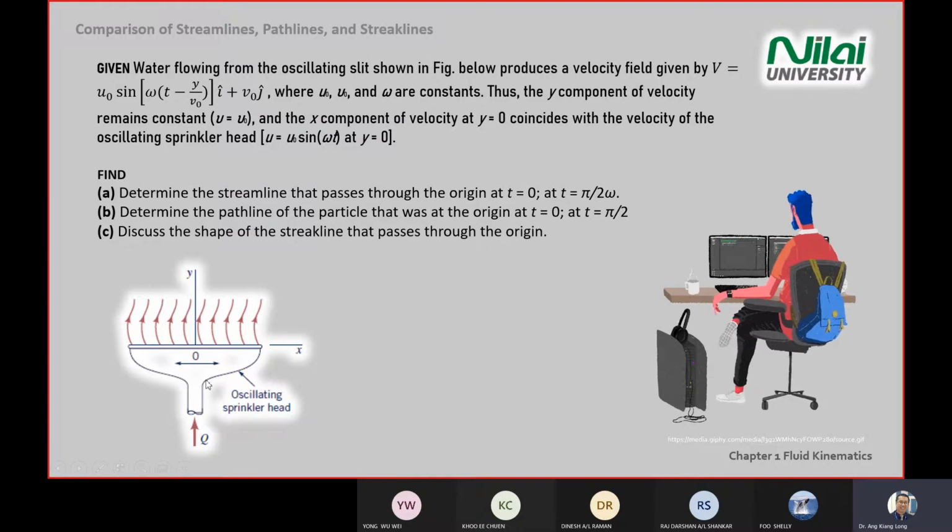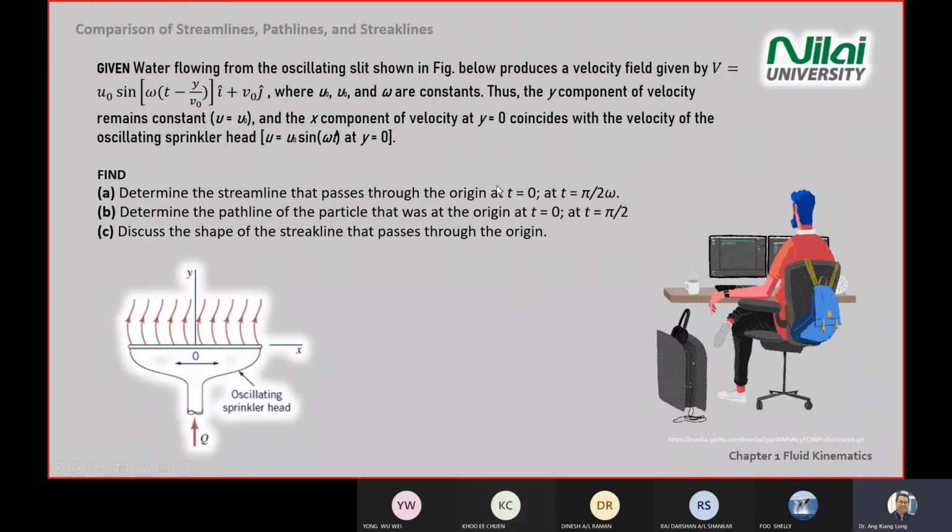All right, then you're having another equation which is given by the sprinkle head velocity, movement motion equation, u equal to a sine wave equation. So we need to find something. There are 3 sections there. So I'm going to go very slowly for these 3 sections. We're going to look at the first one first. The first one asks us to determine the streamline at a certain time.